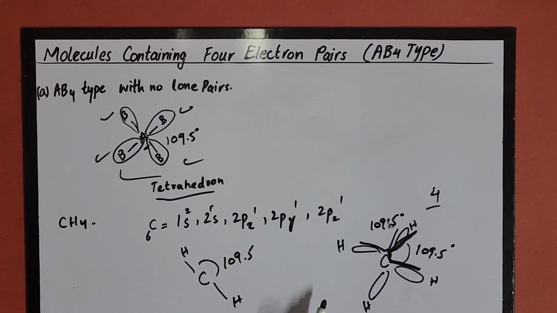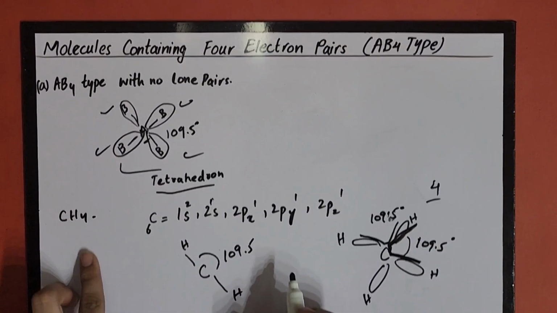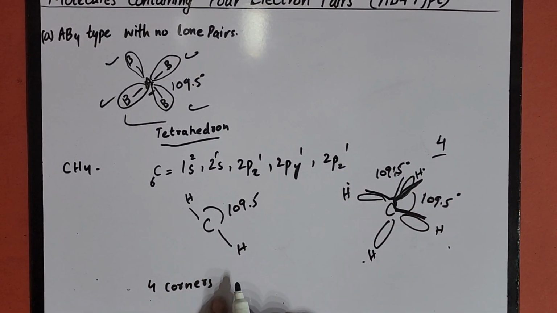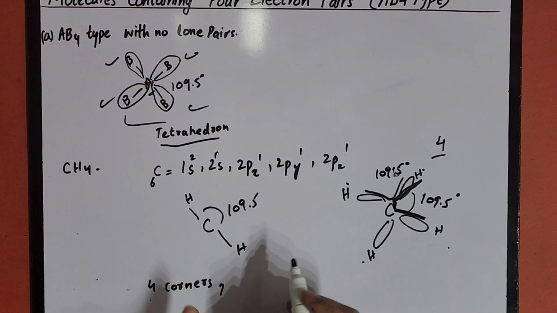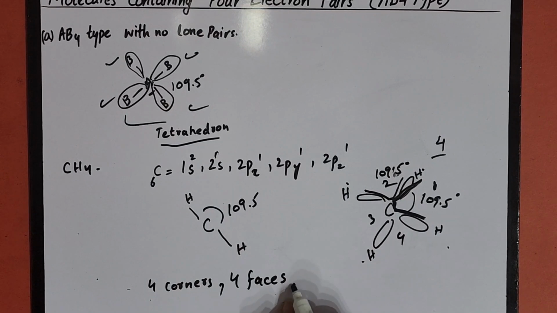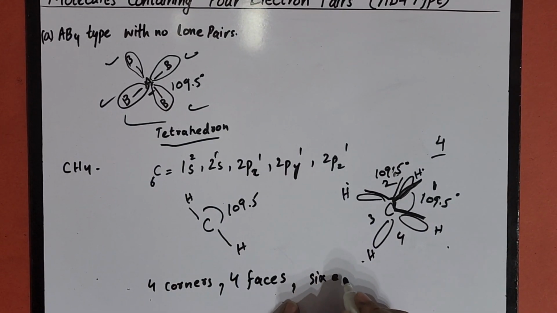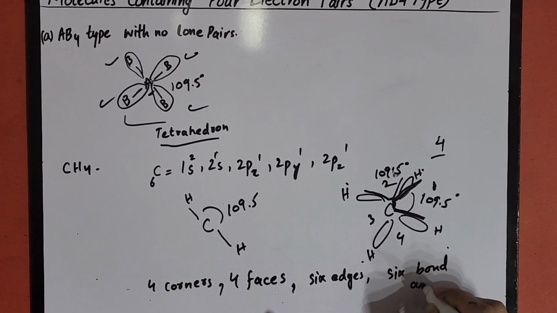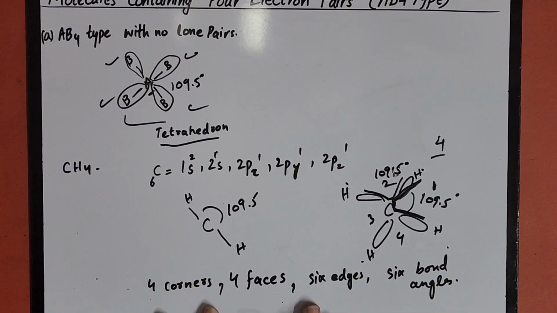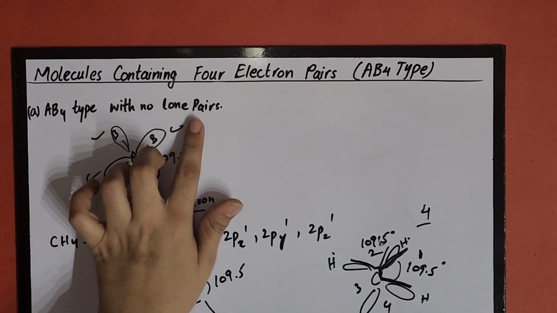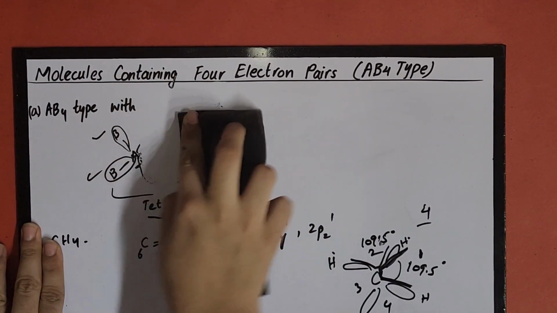You can see there are four corners, like 1, 2, 3, 4 corners, and four faces, like this one, first face, second, third and fourth face, and six edges and six bond angles. Alright, you can see in the model structure there are four corners, four faces, six edges and six bond angles. Let's move towards another type with the one lone pair. Alright, so let's discuss the one lone pair elements.